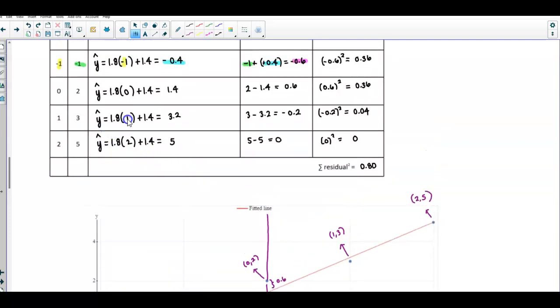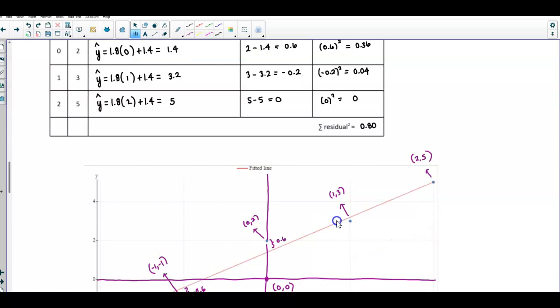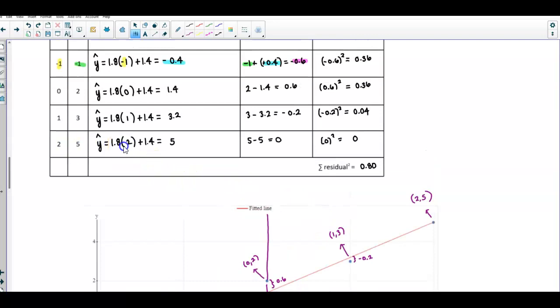And then for the next point, we put the value of 1, we get 3.2. 3 minus 3.2 is negative 0.2. And if you notice here, the distance from here to here is negative 0.2. And then plugging in the value of 2 gives us 5. 5 minus 5 is 0, so it's right on the line.